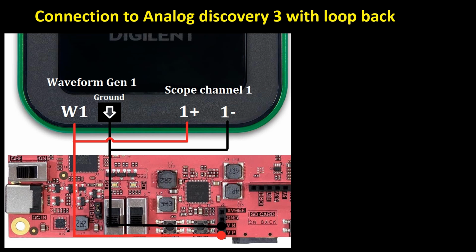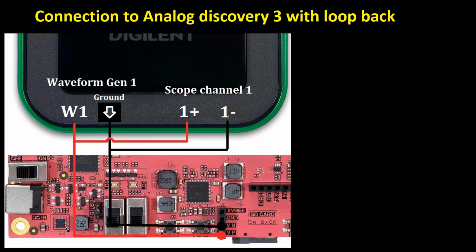Connection to Analog Discovery with loopback. We will use the Analog Discovery to generate different DC and waveform signals and feed them into the FPGA board. To validate the generated signals, we can create a loopback to the Analog Discovery oscilloscope input. This figure shows the locations of VP and VN on the PYNQ Z2 board.